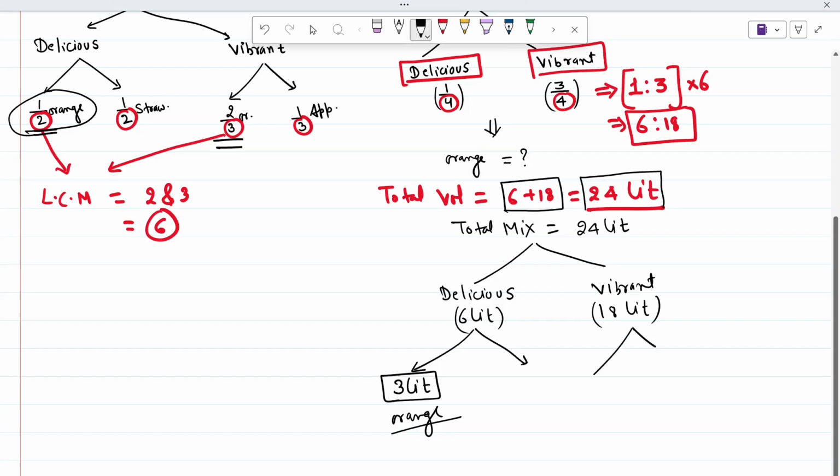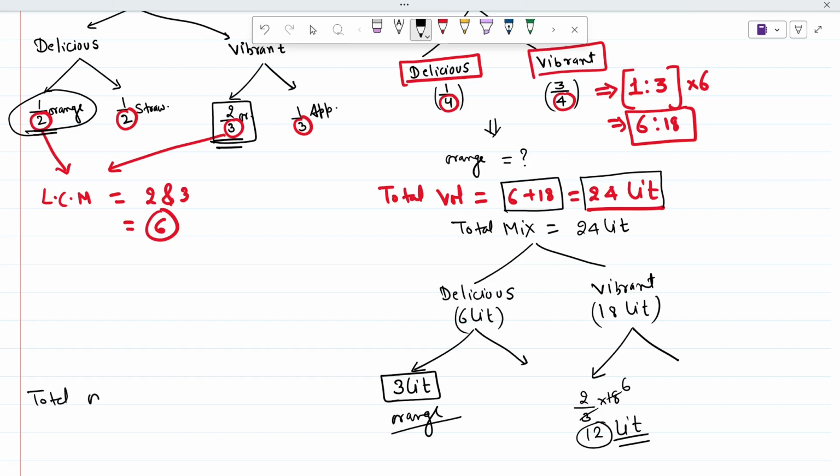Similarly, in this vibrant drink, we know that it has two-third orange juice. So we can find two-third of 18, which is 12 liters. It will have 12 liters of orange juice in 18 liters of vibrant drink. So how much total orange juice? It should be 3 plus 12, that is 15 liters.